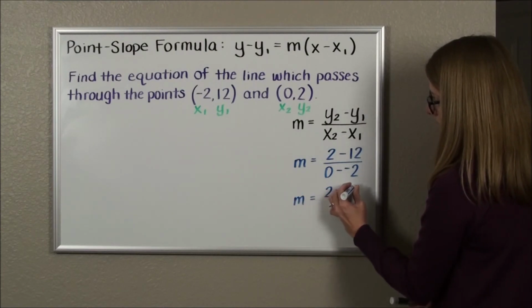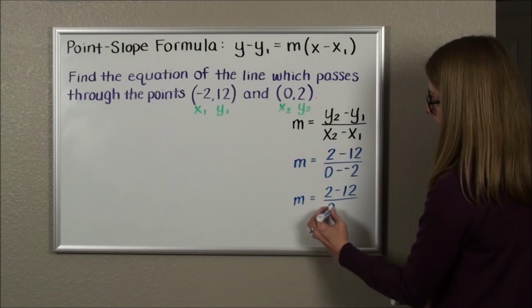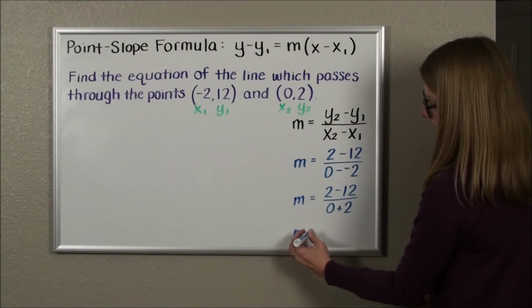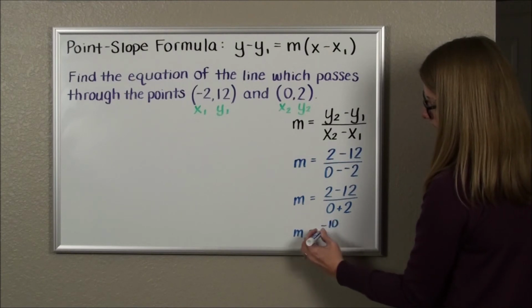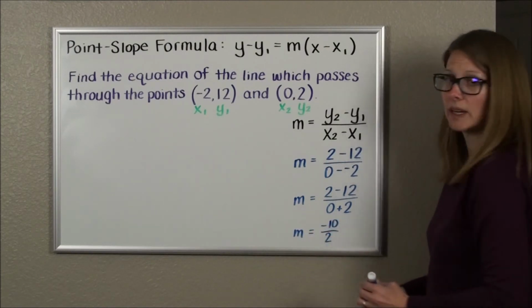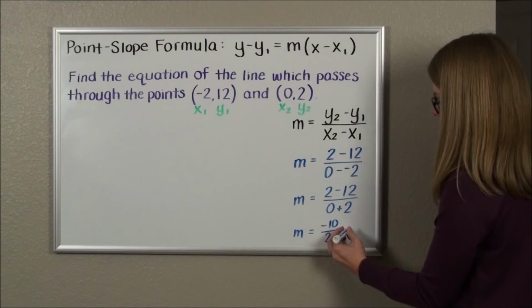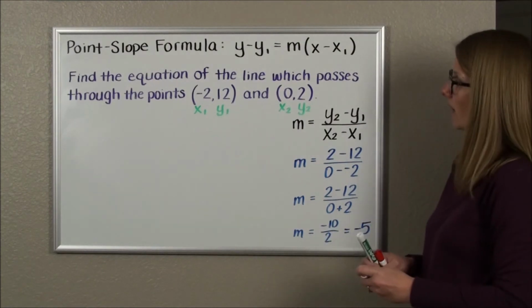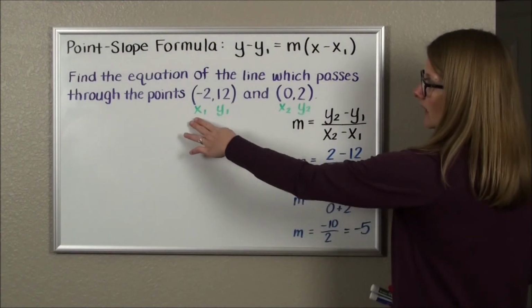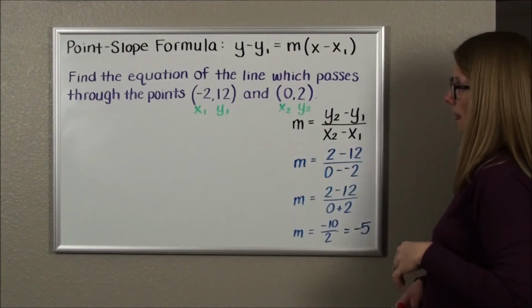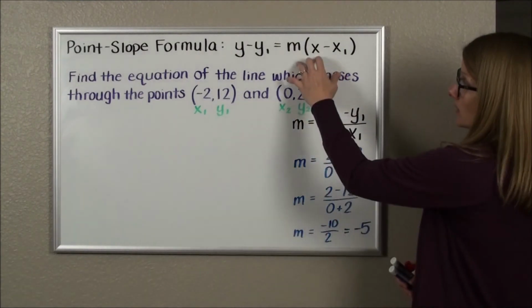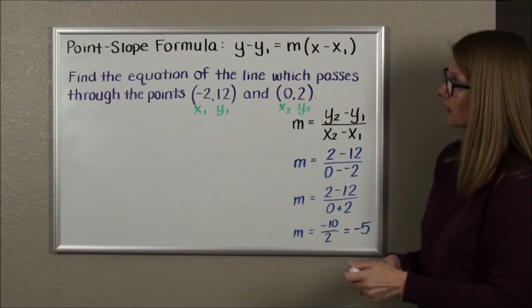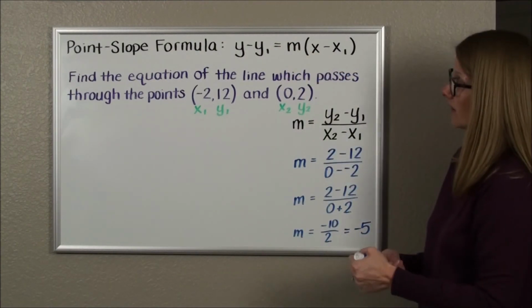So I have 2 minus 12 over 0 plus 2. 2 minus 12 will give us negative 10. 0 plus 2 will give us 2, and we can simplify negative 10 over 2, calling it just negative 5. So we actually have a slope of negative 5, and then we have these x's and these y's. That's enough information now to plug into my point slope formula to find the equation of this line.